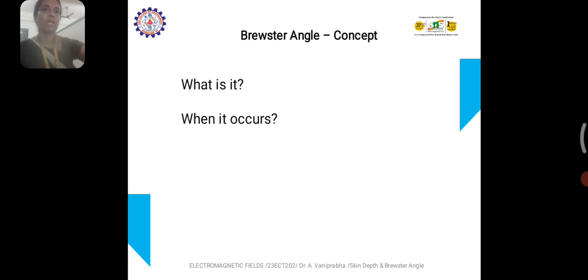So next we'll discuss Brewster angle. What is the Brewster angle, and when or why does it occur? The Brewster angle is the angle of incidence of polarized light waves at which there is zero reflection at a dielectric medium. It has zero reflection exactly at the dielectric medium. This is called the Brewster angle.